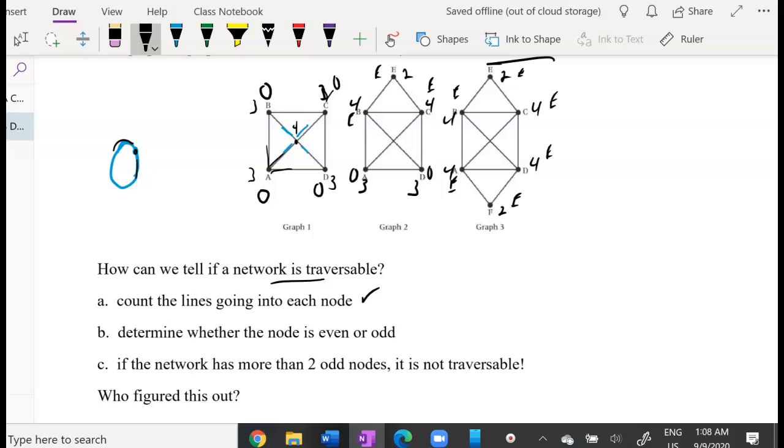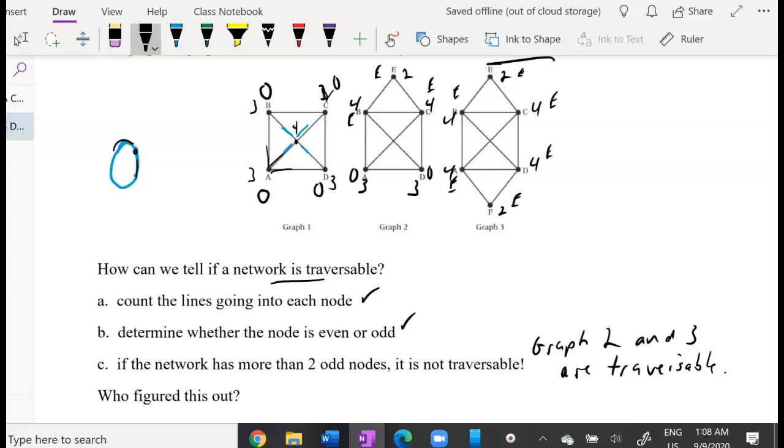Okay, so once you've determined that, you just have to look, and the rule is if a network has 2 or more odd nodes, it's not traversable. So the first graph, graph 1, is non-traversable. The second graph has exactly 2, so that is traversable, and also graph 3. So graphs 2 and 3 are traversable.